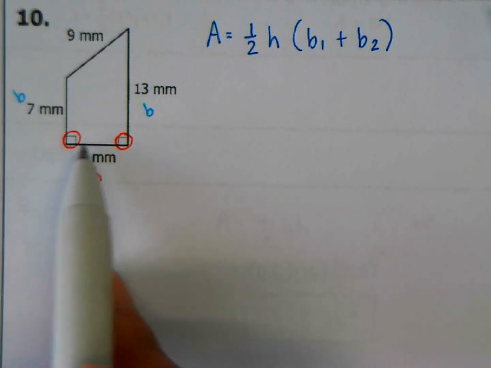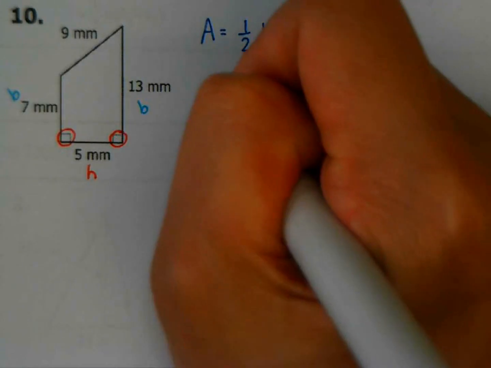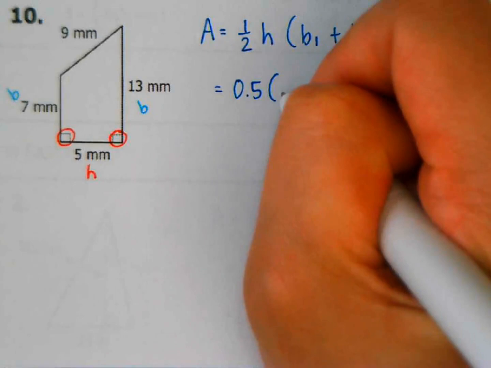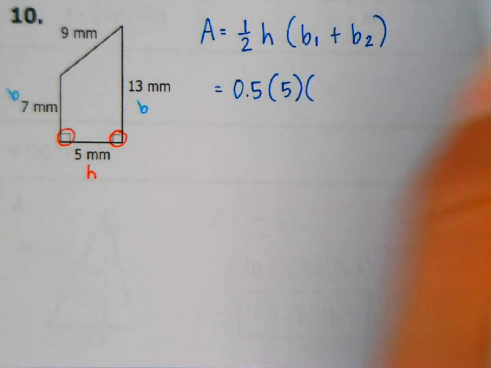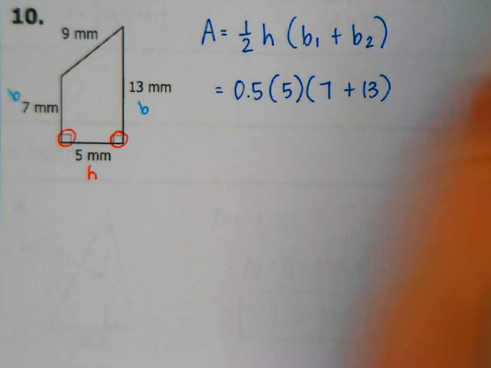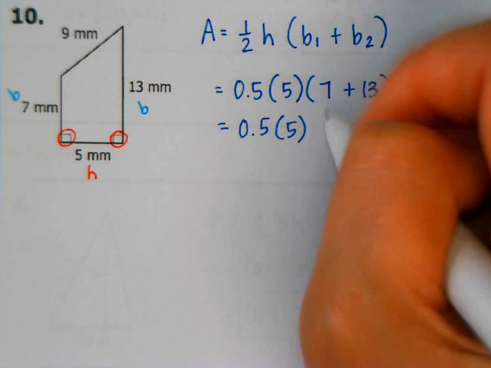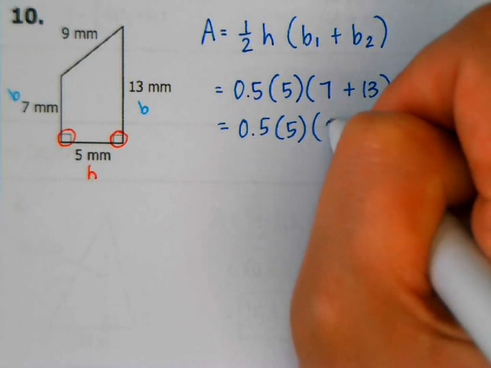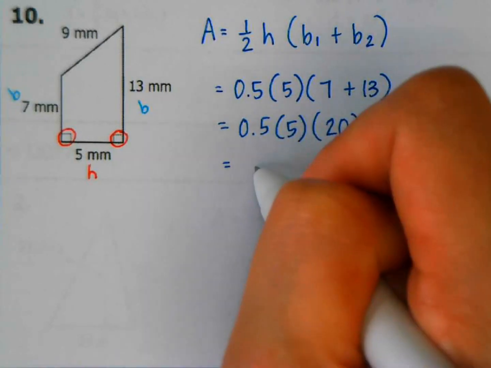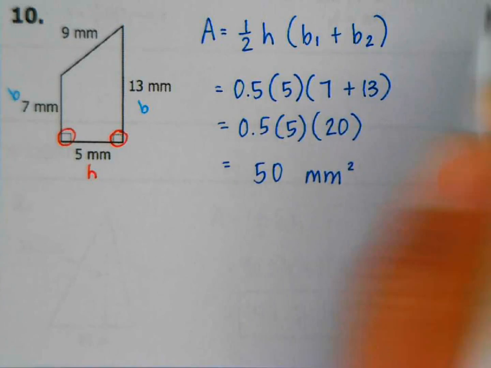Okay, so we're just going to plug it in. So 0.5, I'm converting that to decimal, times 5, and my two bases are 7 and 13. So essentially we're looking at 0.5 times 5 times 20, which is 50 millimeters squared. Or just 50 is fine.